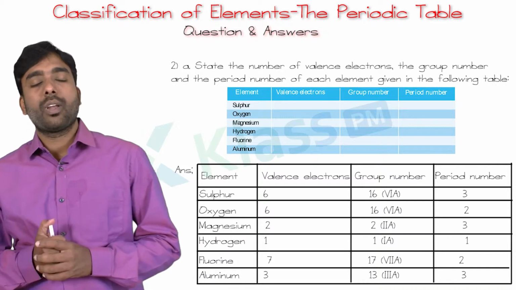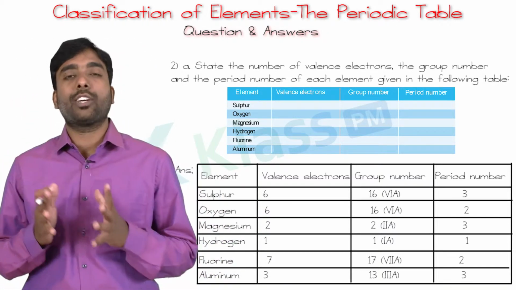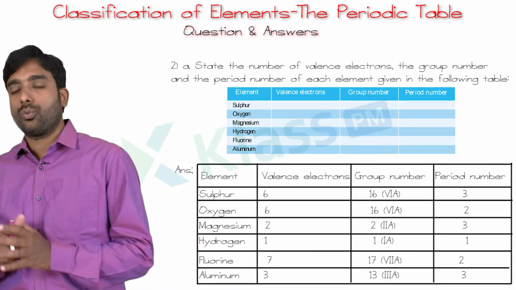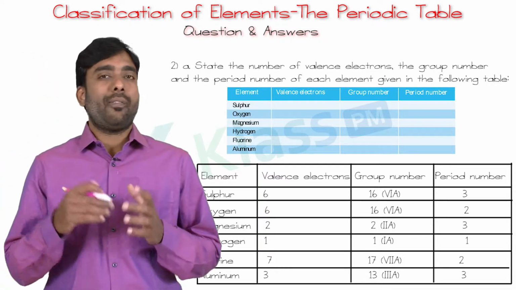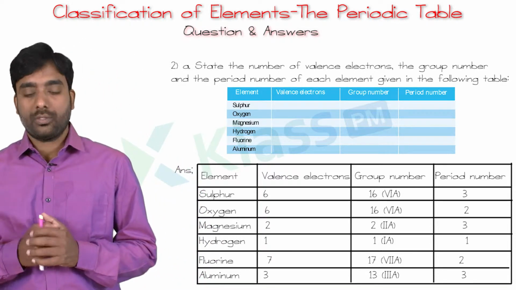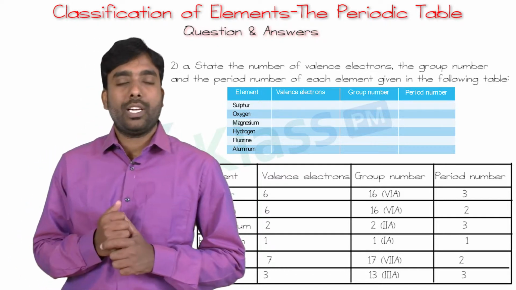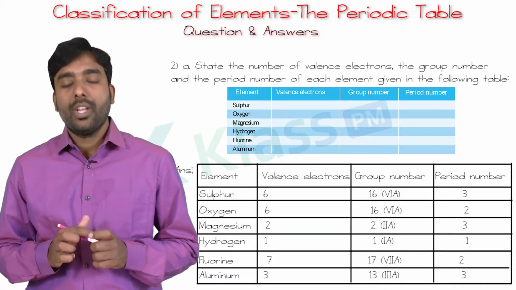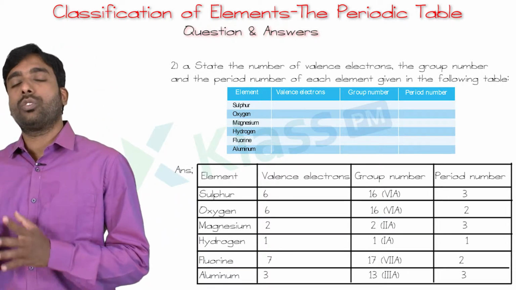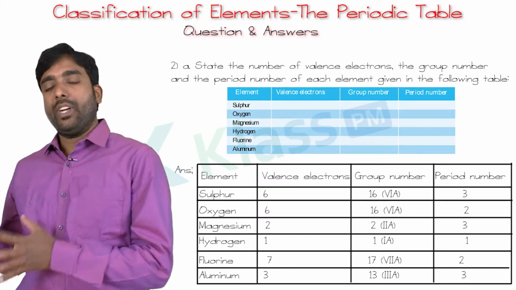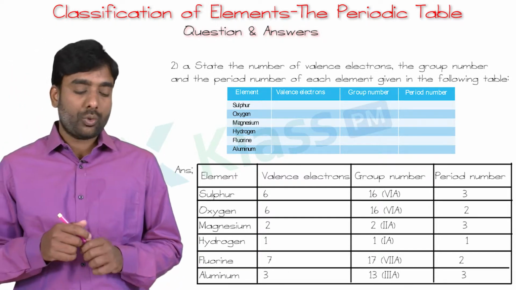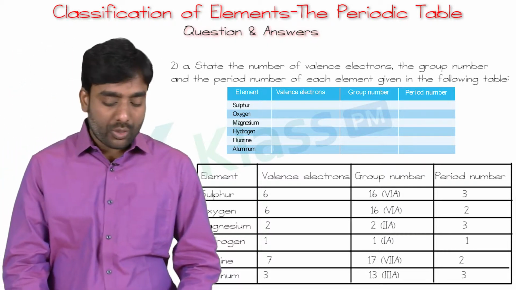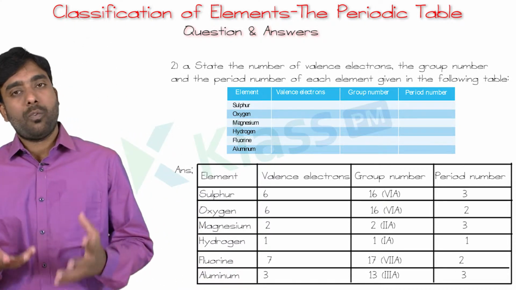Next, magnesium, its atomic number is 12. Write the electronic configuration: 1s2 2s2 2p6 3s2. The valence electrons are only 2 in the 3s, so it has 2 valence electrons. So the number of valence electrons is 2, that's why its group number is also 2. And for the period number, n is equal to 3 in 3s2, that's why it belongs to the third period.